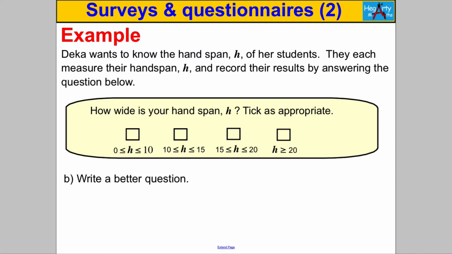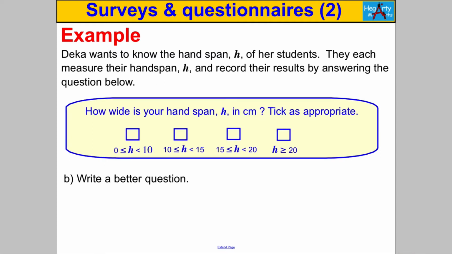Well, the first thing you do is you give H some units as follows. So we've put in centimeters, that's one thing fixed. And the other thing, I've tidied up the inequalities here. H is bigger than or equal to 0 but strictly less than 10. Whereas in this case H is bigger than or equal to 10. It can equal 10 here but less than 15.